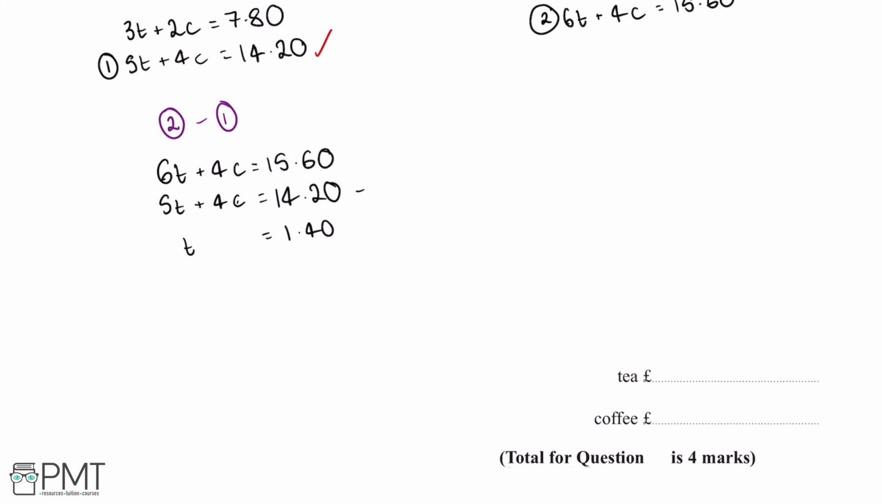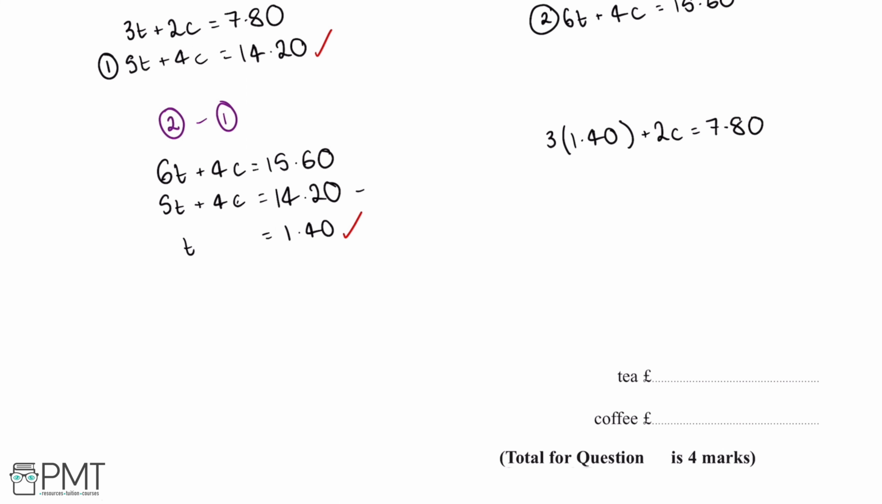Now this is where your second mark will come from. As we can see, we've worked out what one of the variables is equal to, but we've not worked out what the coffee is equal to. So we can substitute this t back into one of the original equations to work out what the coffee is equal to. So 3 multiplied by £1.40 plus 2c is equal to £7.80.